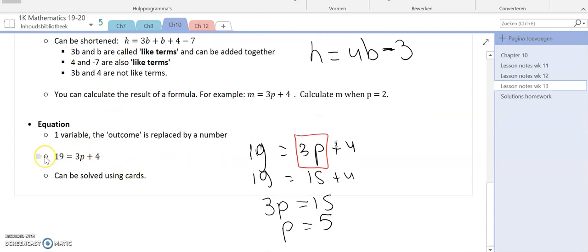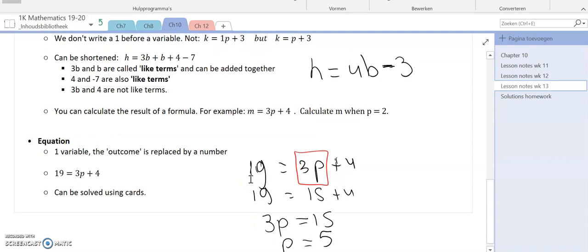And you can solve equations by using cards. Over here, I already wrote it down. So you write down the equation, 19 is 3p plus 4, and then you cover the term with the variable with a card, and then you can think about, okay, 19 is the same as something plus 4, and then you have to write down 15, of course. So 3p needs to be 15, because then it's correct, and then it says 3 times p is 15, so p is 5, because 3 times 5 is 15.